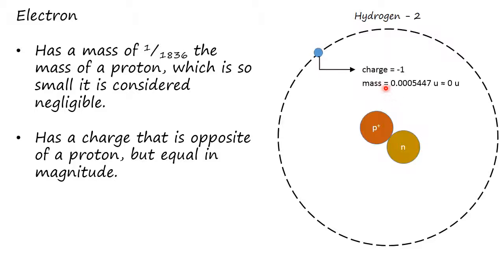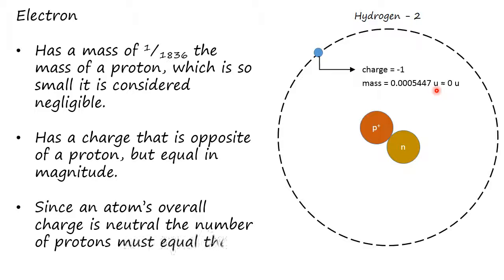So if we were to look at it as a decimal, the mass of an electron in atomic mass units would be 0.000547 atomic mass units. And again, this is so small that when doing any calculations, we just approximate the mass of an electron as being 0, and we don't even worry about it. And so since an atom's overall charge is neutral, the number of protons must equal the number of electrons. So since their charges are opposite but equal in magnitude, if you have 1 proton and the overall atom is neutral, that means you have to have only 1 electron to neutralize that positive charge.